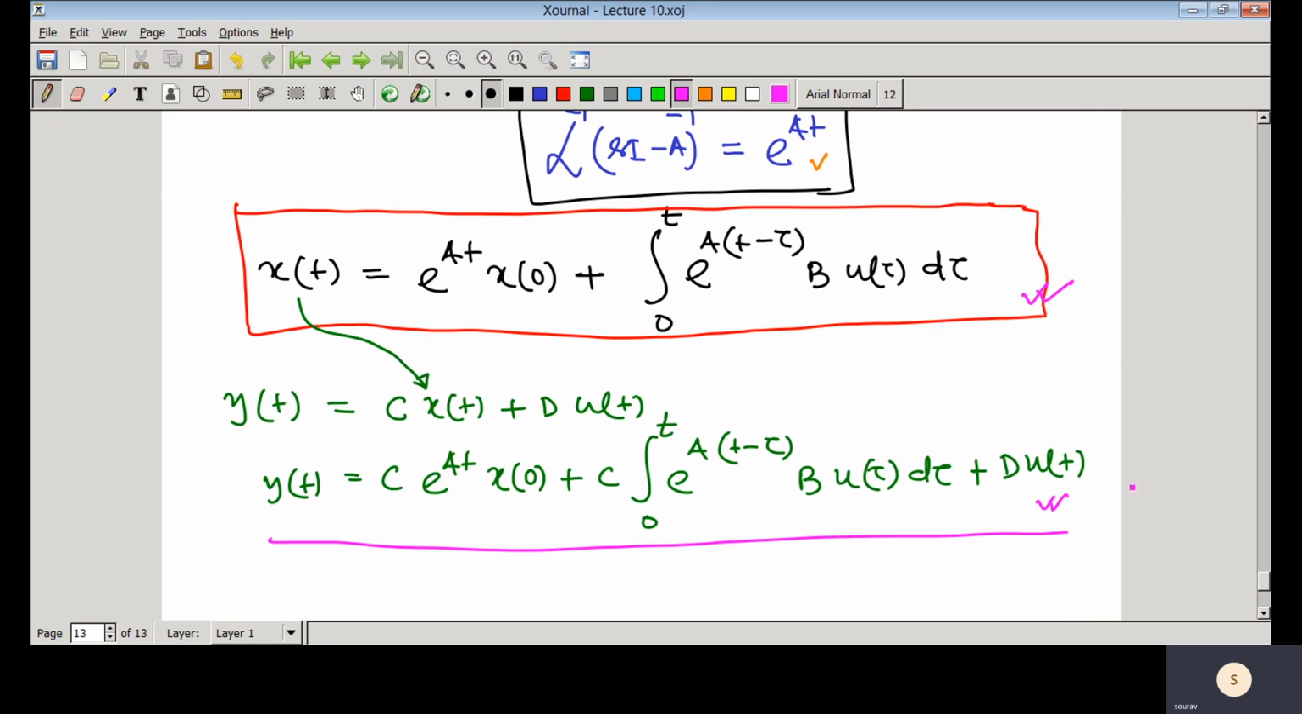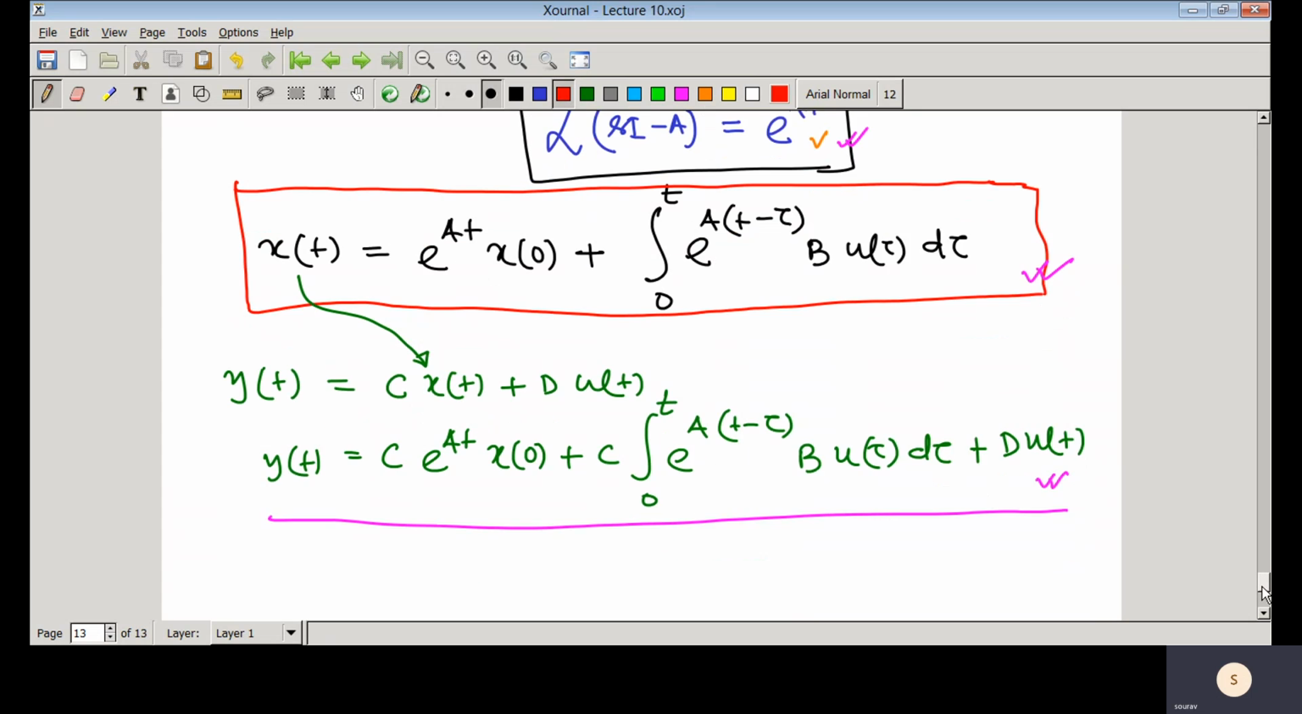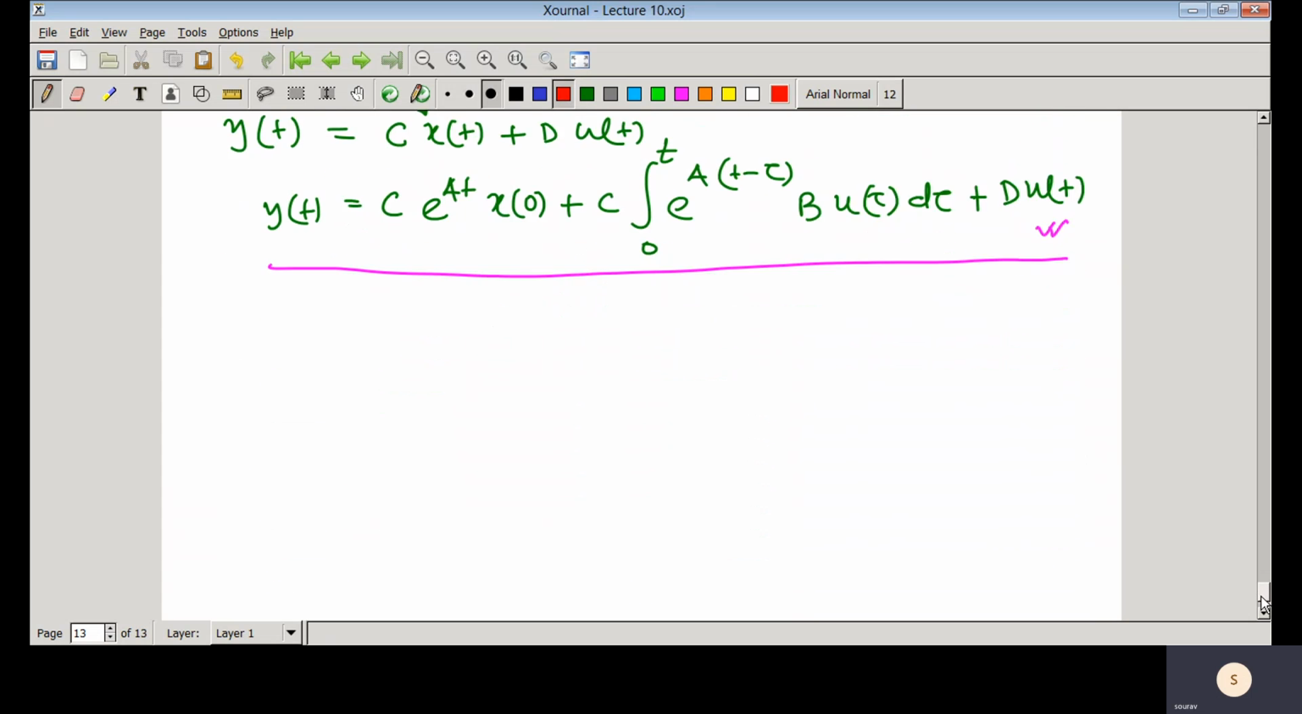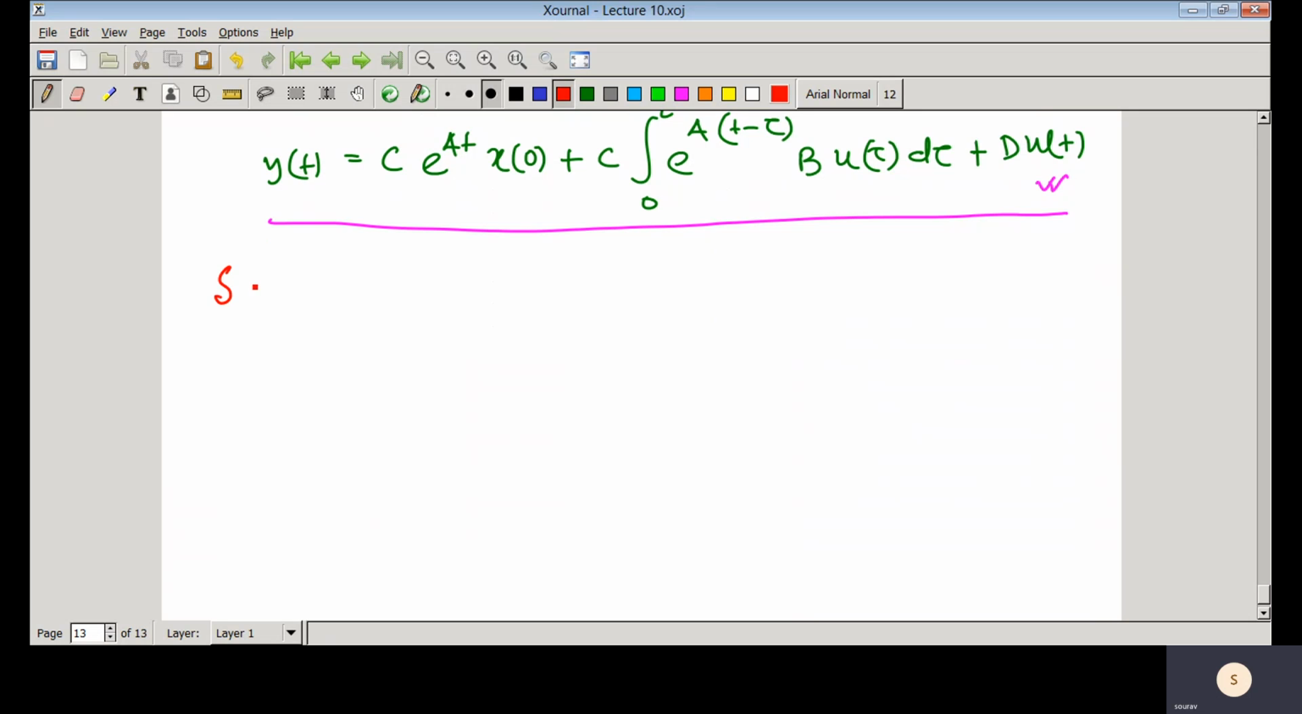Now we are interested in that particular matrix, the state transition matrix. We will discuss a little bit more on it, and we want to see why it is called the state transition matrix. First, let us see why it is called the state transition matrix.